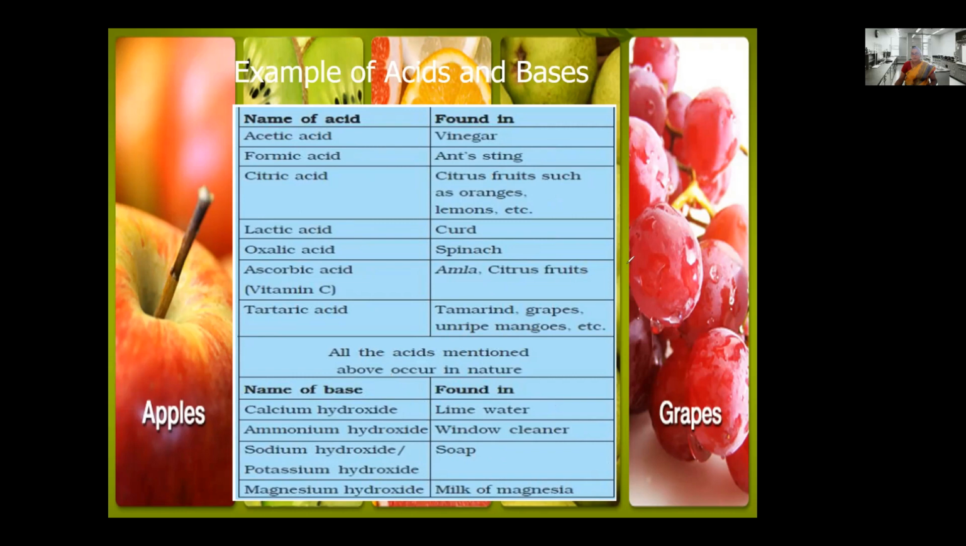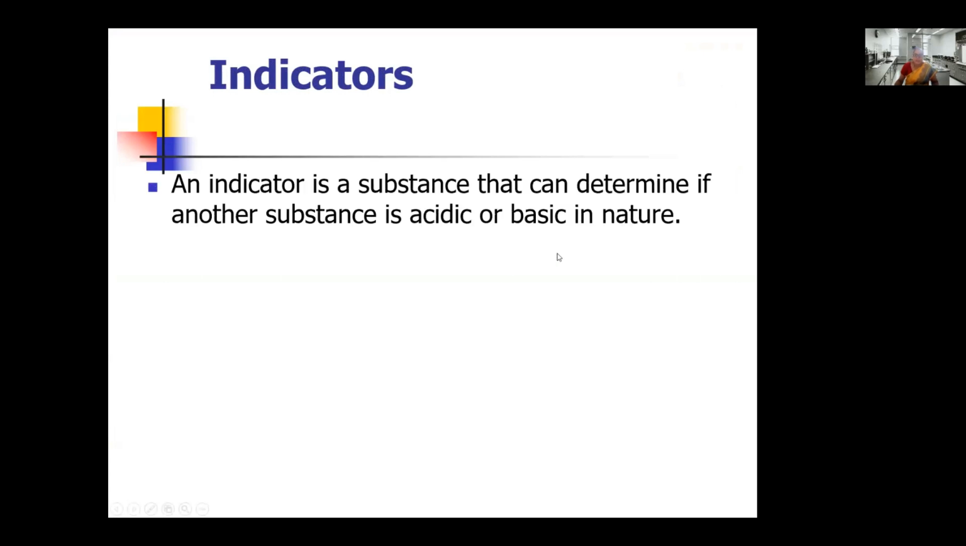The next one, indicators. So what are indicators? An indicator is a substance that can determine whether another substance is acidic or basic in nature. That is the substance with which we are able to identify whether a thing is acidic or basic. As I already told you, acids have H plus ions, that is hydrogen, and bases have OH minus ions, that is hydroxyl ions.